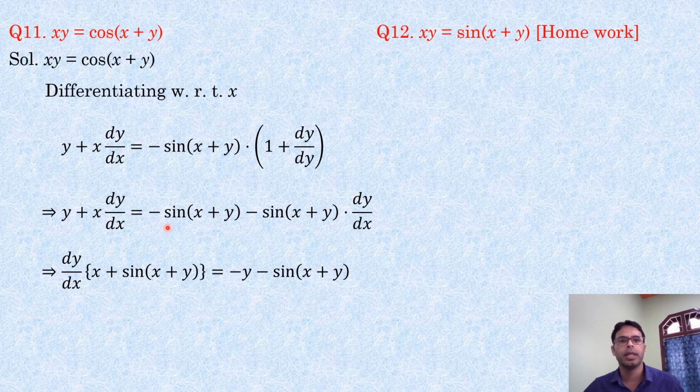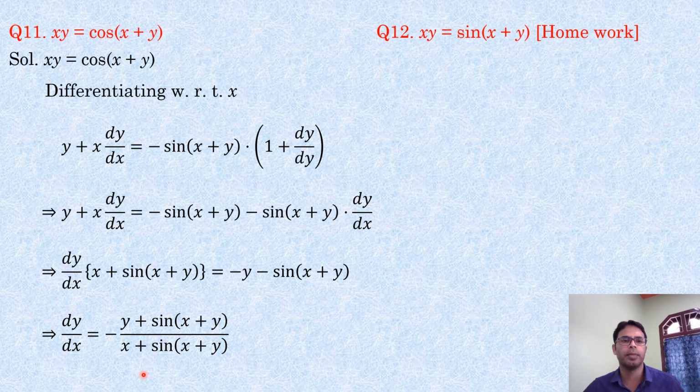So now minus y and minus sin(x plus y). Then just divide to get dy/dx, with minus common: dy/dx is minus (y plus sin(x plus y)) divided by this term, and it completes the solution of the problem.